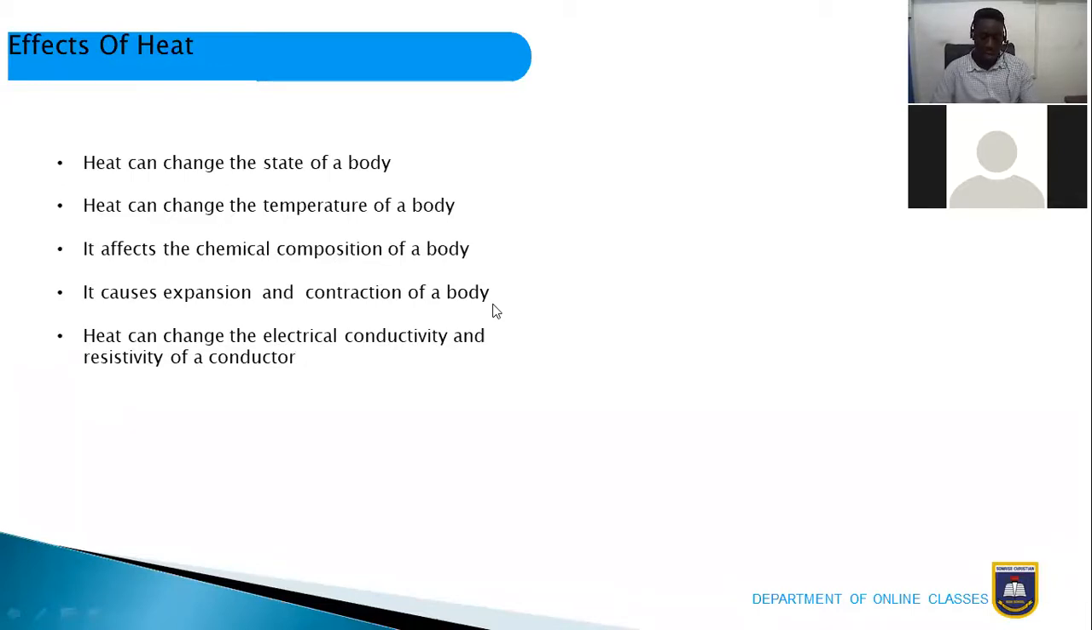And another one I thought of: heat can change the electrical conductivity and resistivity of a conductor. I mentioned that anytime you apply heat to a metal, the molecules, or let's say the particles, get excited and they begin to move and collide with neighboring particles, or they transmit the heat to the neighboring particles.